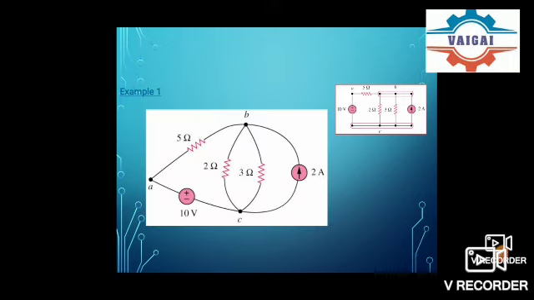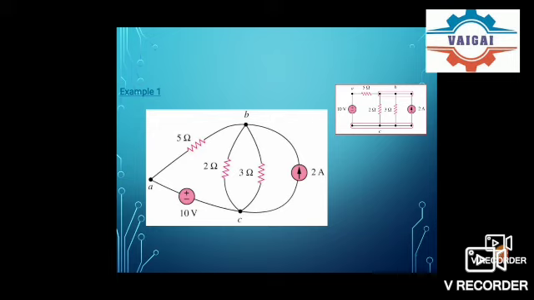It is the diagram which will be modified for simplification. So A, B, C are the nodes, and the branches: 10 volt is the first branch, 5 ohm is the second branch, 2 ohm is the third branch, 3 ohm is the fourth branch and the 2 ampere is the fifth branch. So the number of branches is 5.